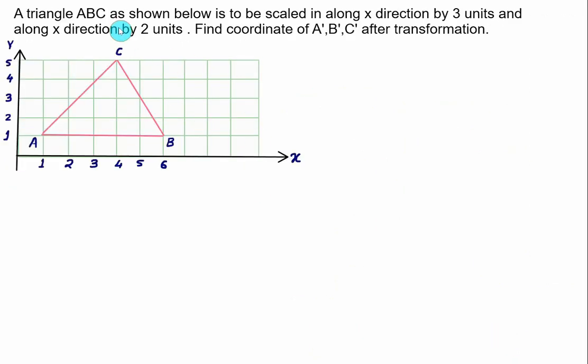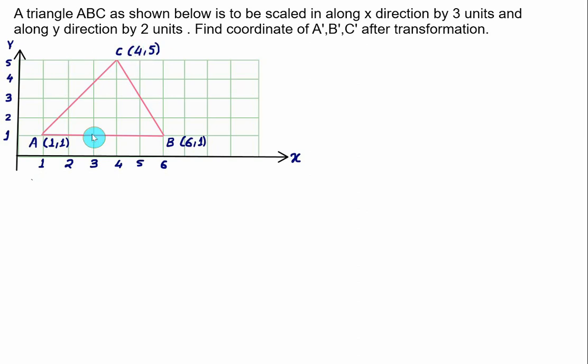A triangle ABC is shown here on the x and y graph. It is to be scaled along the x direction by 3 unit and along the y direction by 2 unit. We have to find out the coordinates after transformation, that is A prime, B prime, C prime. Now let's record first the coordinate of point A. The coordinate of point A is 1, 1. Coordinate of point B is 6, 1. And coordinate of point C is 4, 5.